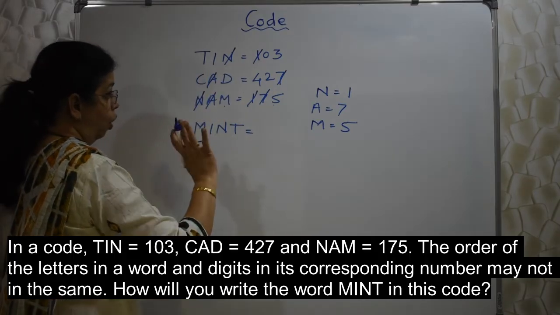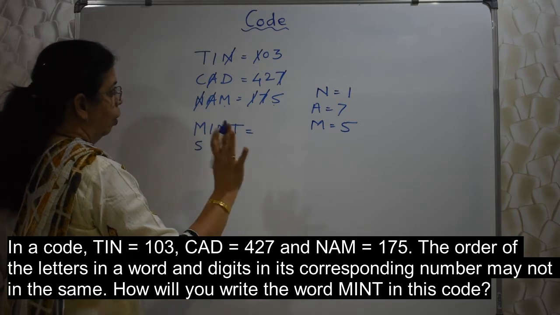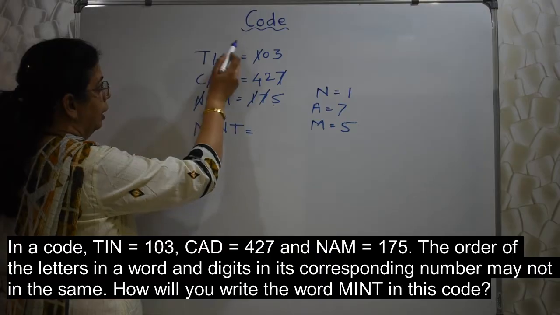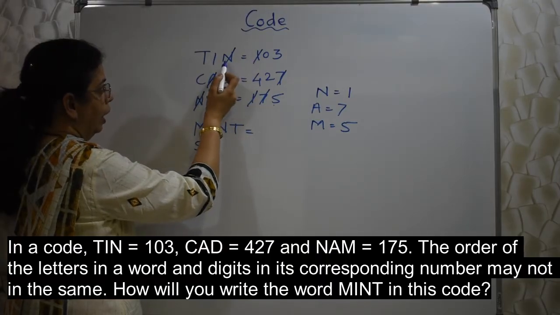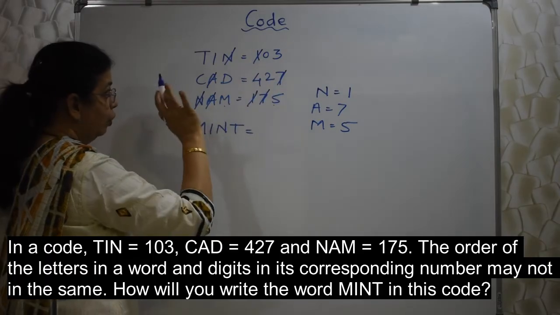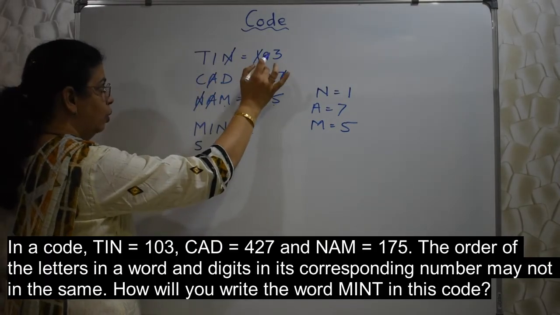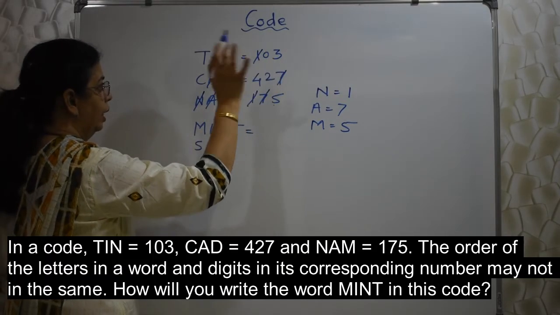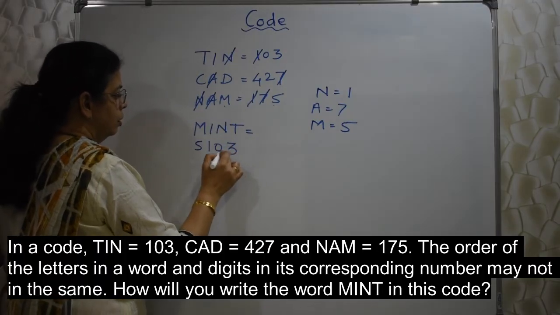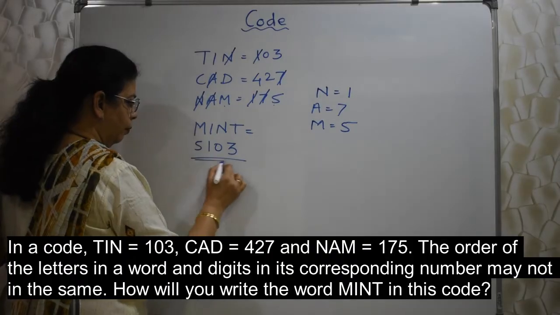Same letters. Order is different, I agree. Order is different. Not necessarily T is 1, we have found out N is 1. So we don't know whether I is 0 or 3, we don't know, but among them one is I, one is T, one is N. That is what we want. So we will write 1 0 3.